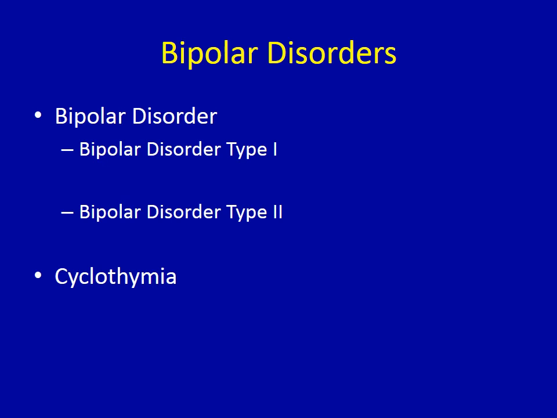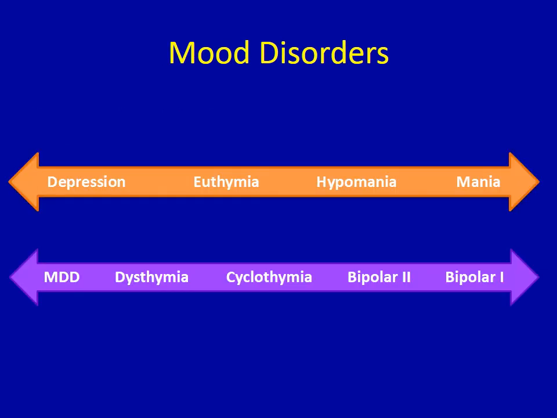So the duration of the symptoms is prolonged, at least a 2-year period of time, but the severity of the symptoms is more mild. So cyclothymia is characterized by low-grade persistent alterations of mood relative to euthymia, so low-grade depressive symptoms and low-grade symptoms of hypomania that persist over a long period of time. So that summarizes the major mood disorders that we'll be talking about.